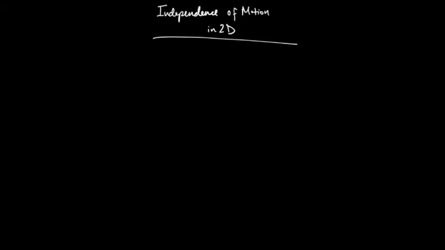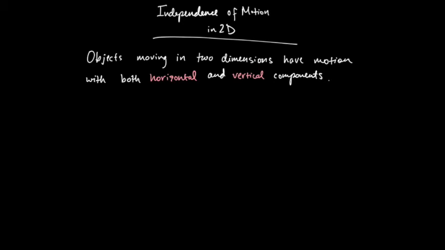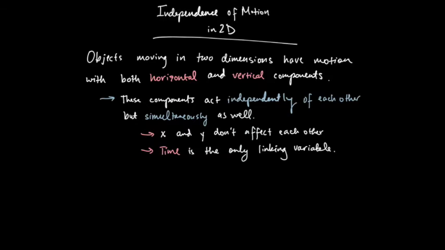When you have objects moving in 2 dimensions or even 3 dimensions, they have motion with both horizontal and vertical components, but if you're in the 3rd dimension, then it's going to be that z-axis. So horizontal refers to x, vertical refers to y. These components act independently of each other, but simultaneously as well. So x and y don't affect each other, and in terms of happening simultaneously, time is the only linking variable. They have 2 perpendicular components. They don't affect each other, but they act at the same time.